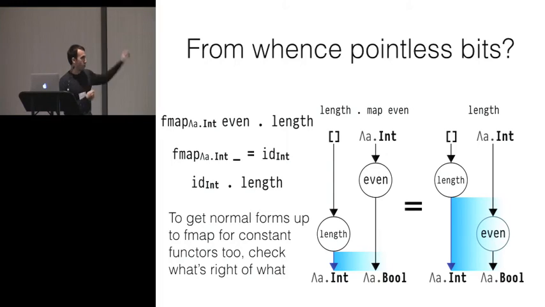So what this picture tells us is that to get normal forms up to fmap for constant functors on top of what we have, we should check what's to the right of what. If we know something is to the right of an edge labeled by a constant functor, we can just cross it out. It just doesn't matter. And this points out the niceness of the geometric viewpoint. This is something that, at least to me, is completely unclear algebraically, looking at fmap for constant functors and naturality.